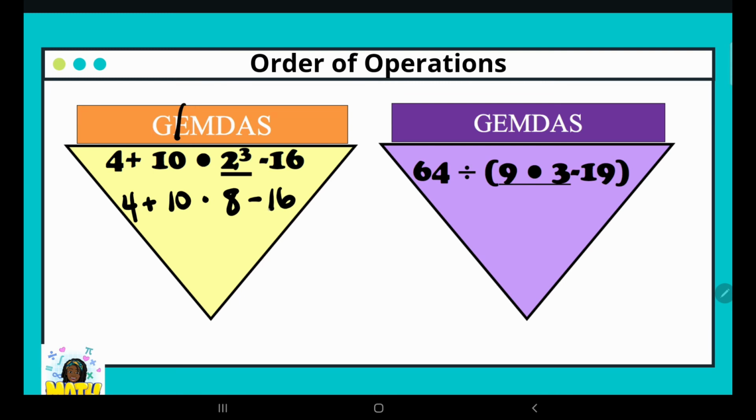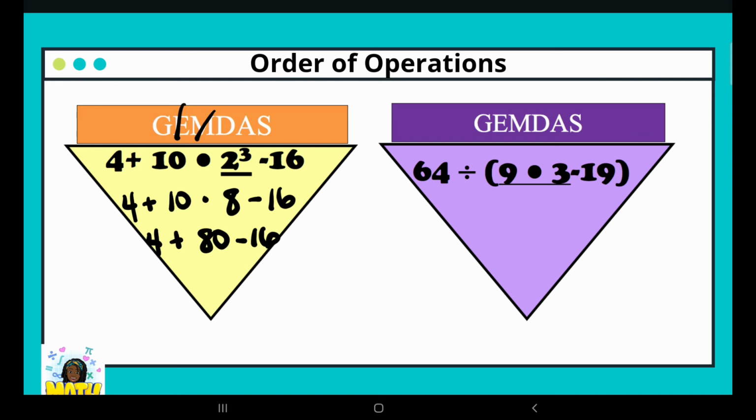Now we do have multiplication, so let's go ahead and complete that. 10 times 8 is 80. And then we bring down the rest of the problem. Some people might say, oh, that's too much work to have to keep rewriting it. But trust me, it helps you to remember all of what you need to get done. You don't forget any parts of the problem.